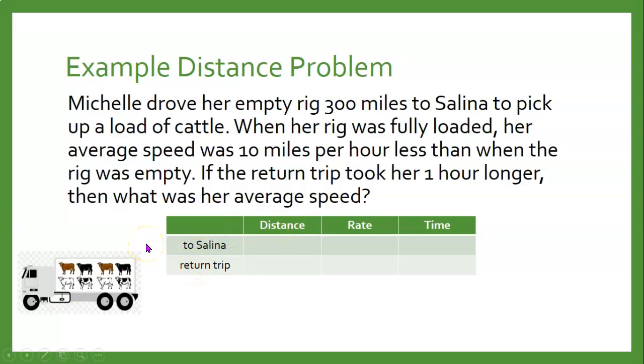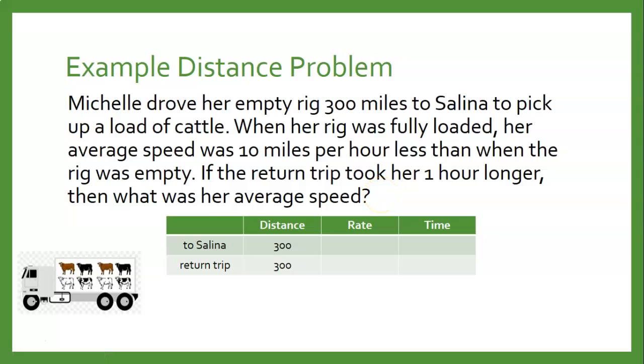Now let's see what we can fill in. Do we know the distance? Do we know the rate of speed? Do we know the amount of time? We do know the distance. We know that from her starting point to Salina was 300 miles. And then the return trip was also 300 miles. So we can go ahead and fill that in. Do we know the rate of speed? Well, actually, that's what we're trying to find. What was her average speed?